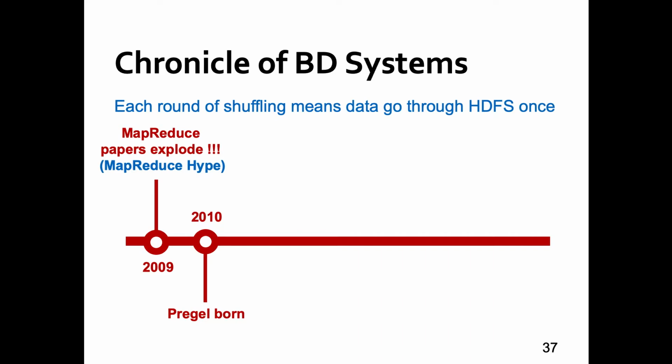Here's a research timeline for big data systems. Since the proposal of MapReduce by Google in 2004 and the advent of Hadoop MapReduce, we saw an explosion of MapReduce-related research papers in the database community since 2009. Then, in 2010, Pregel was proposed by Google researchers to replace MapReduce for graph processing, to avoid unnecessary data dumping and loading through HDFS between iterations.